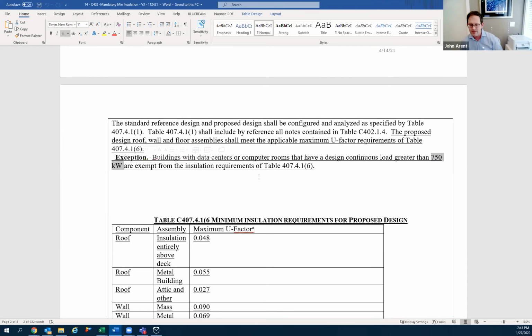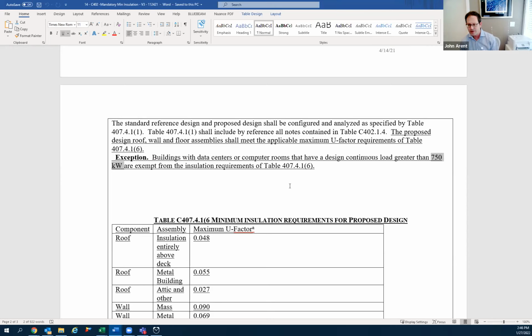Yeah, so I think the reason it was done via a load as opposed to other metrics is that data centers and computer rooms can have different loads, and that load drives the balance point of the space, as well as the heating, cooling requirements, or heating if there are any.